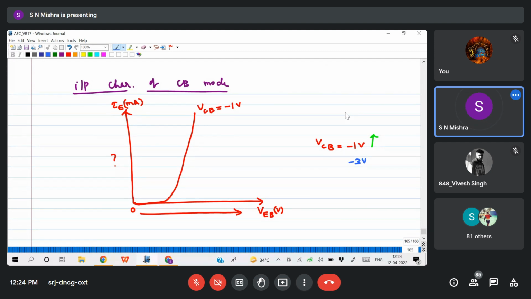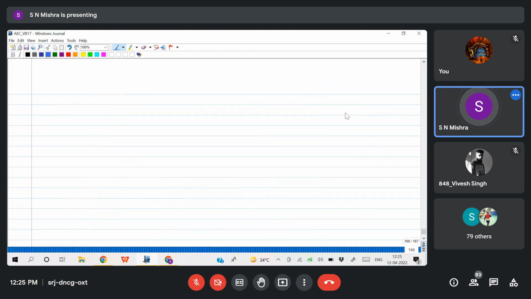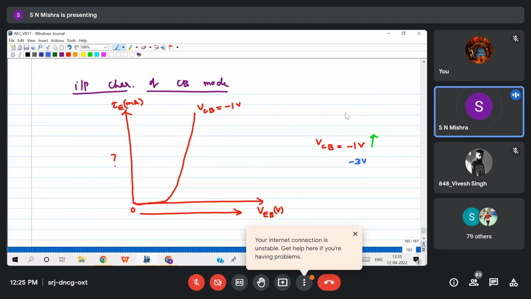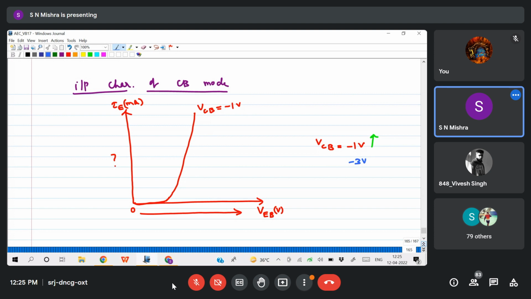What we have discussed here is that when VCB is increasing, IE increases. We have plotted one graph like a PN junction diode. The junction is like that, so the characteristic will be an exponentially increasing function. Now, when I increase VCB, graphically the characteristic will also look the same, but the graph will shift upward or downward. Current is increasing means upward. That means the slope is enhancing.